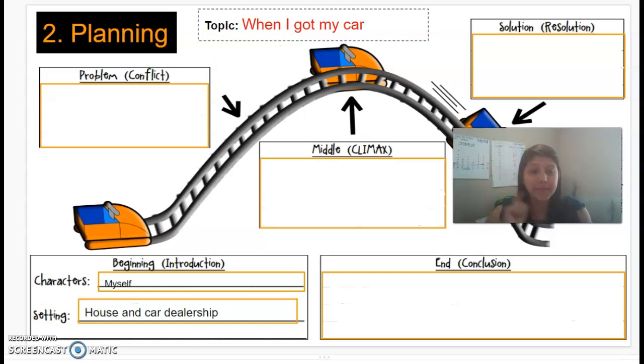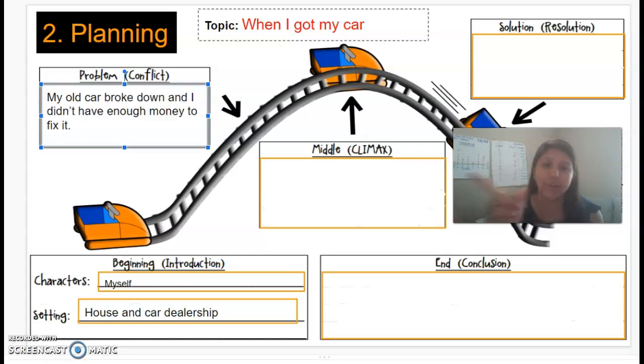Okay, so I already typed it out for the sake of time, but at the bottom I put characters. So the character is just going to be myself. Okay? The setting is going to be in different places, but the main places are my house and the car dealership. So now I'm going to go into writing the problem. Now the problem is what introduces the story. So I need to figure out how I'm going to introduce my story. Well, the problem was my old car broke down. So I'm going to say my old car broke down and I didn't have enough money. So I'm going to go ahead and type that.